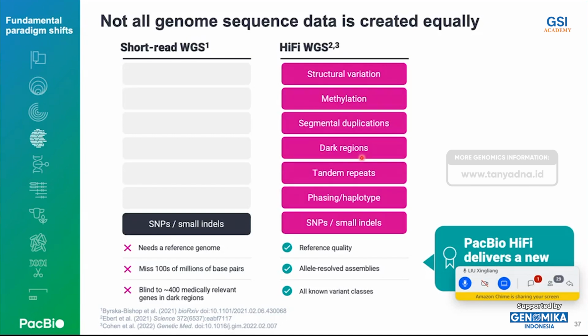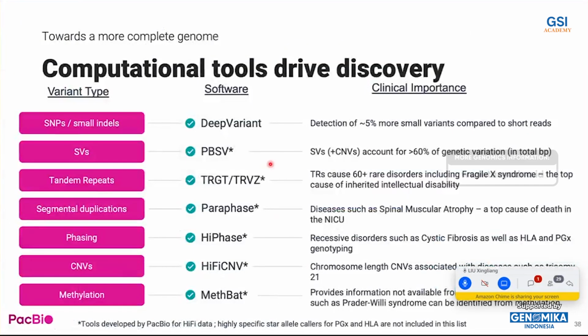For example, the tandem repeat regions and segmental duplication regions, and other dark regions. So at the end of the workflow, we can provide an allele-specific, allele-resolved variant set for customers to use. Here are a little more details on what kind of tools we have for rare inherited disease analysis using HiFi sequencing data.